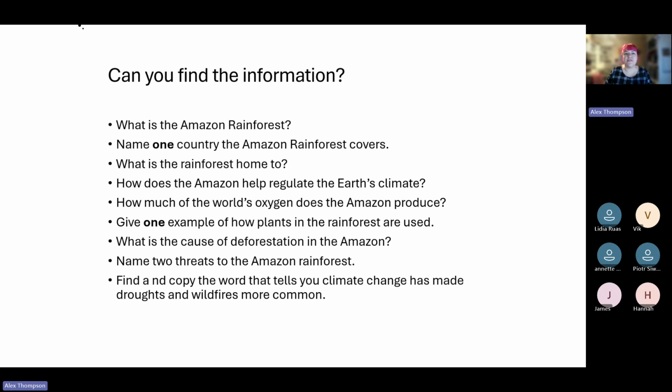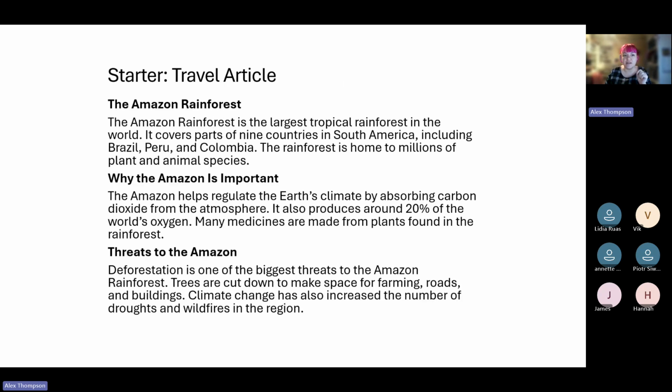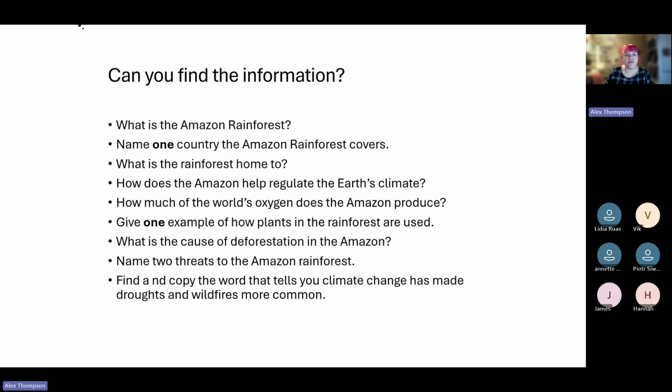So, for example, for the first one, it just says, what is the Amazon rainforest? We don't want to know what you think the Amazon rainforest is. We want you to look at the text and say, the Amazon rainforest is the largest tropical rainforest in the world. That's it. It's asking you, find this information in the text. If we look at the second question on here, name one country the Amazon rainforest covers.